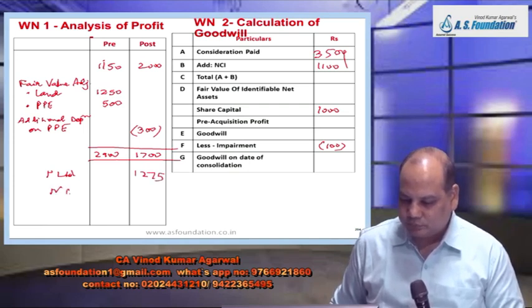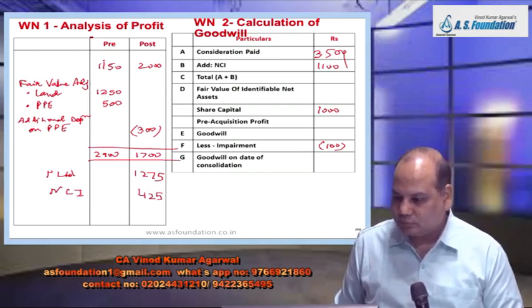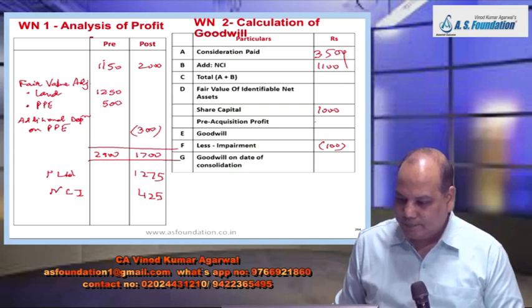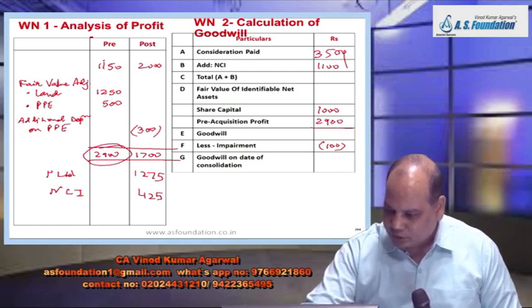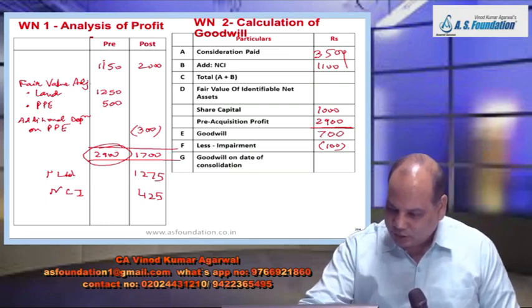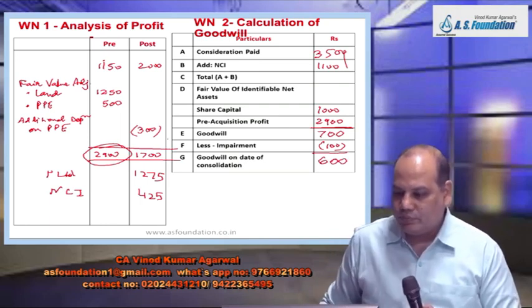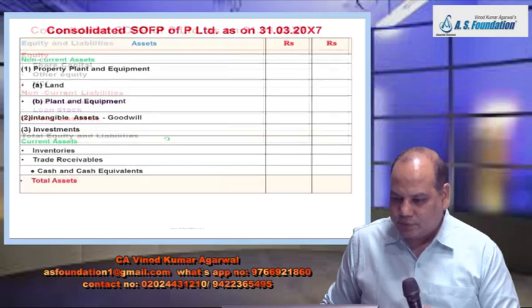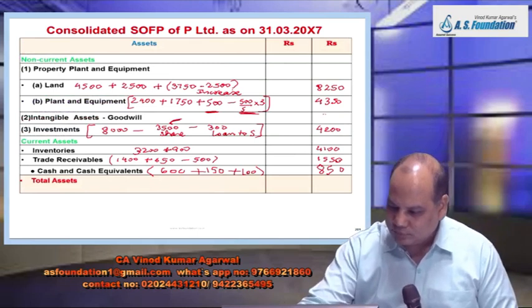NCI 25%, 425. Come to this goodwill calculation. Can you tell me, first you transfer 2900 here. Goodwill 700 minus 100, 600. So let us come to asset side. Goodwill 600 in the outer column.